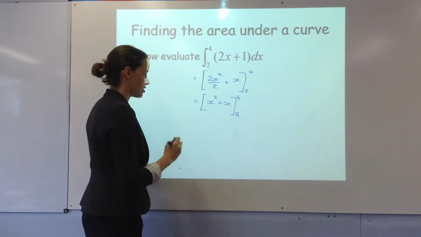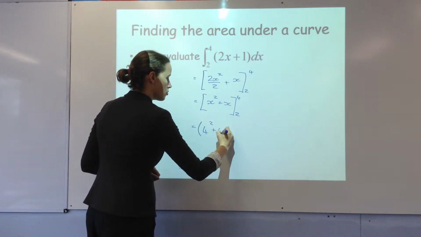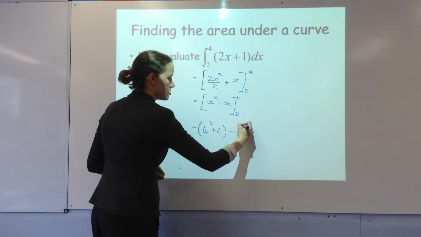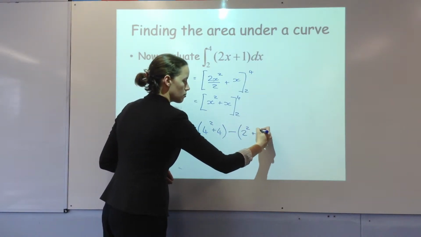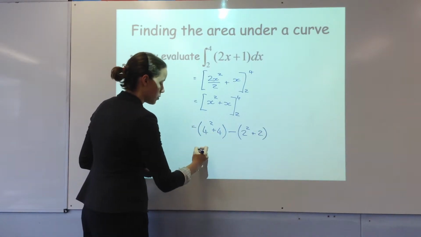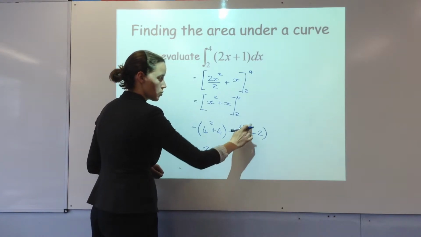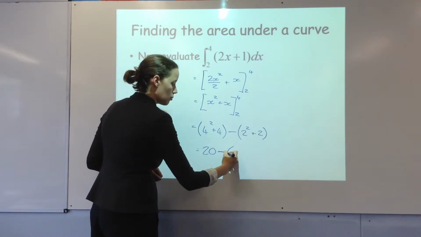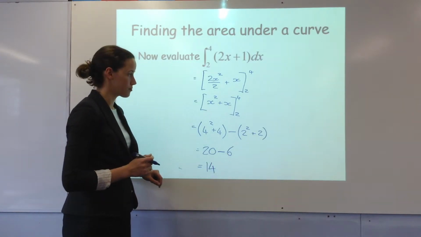Now let's substitute those in. So we're going to have 4 squared plus 4, minus, substitute in the 2 squared plus 2. 4 squared is 16, add on 4, we get 20. Minus 2 squared is 4, add on the 2, and we get 6. And presto, we get our 14.